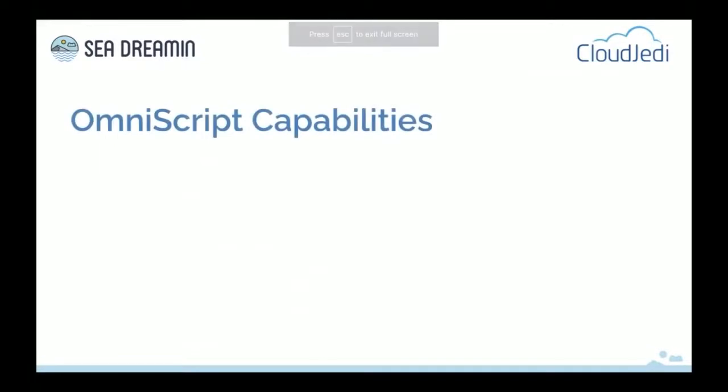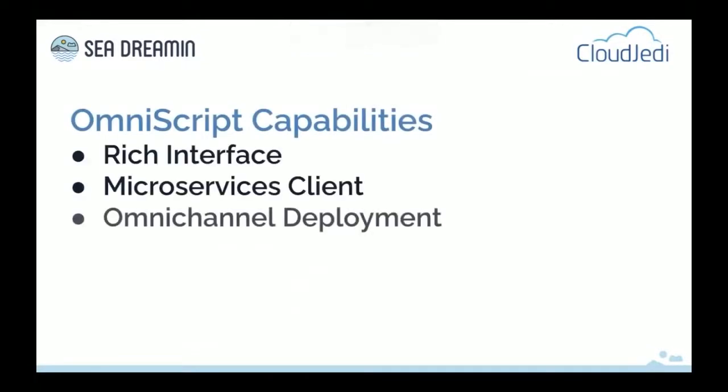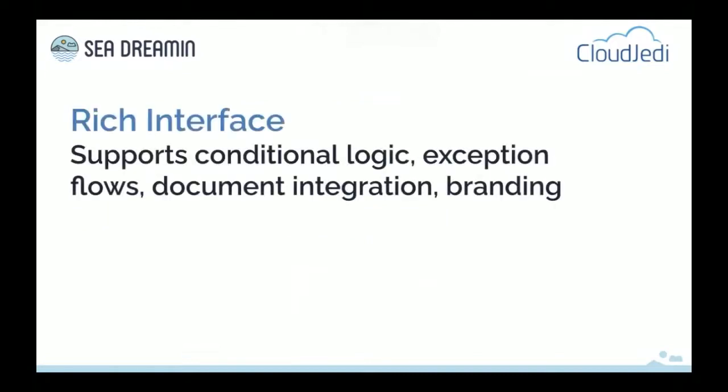So what are some of the capabilities, right? So it actually provides a rich interface. It is also a microservices client and omni-channel deployment. So I'll go through each one of these. So it actually supports conditional logic, exception flows, document integration. So it can actually generate documents for you. So you could think about it as something like Rolo or Conga. It can also have capabilities to have pixel perfect branding.